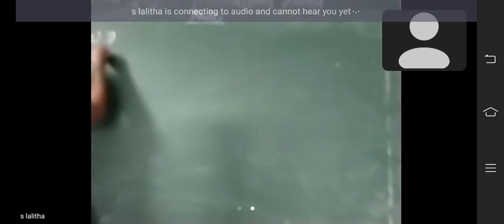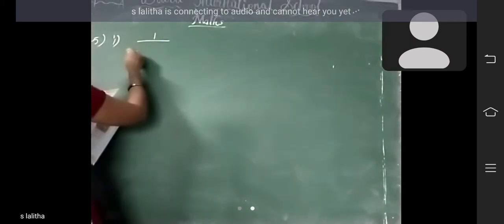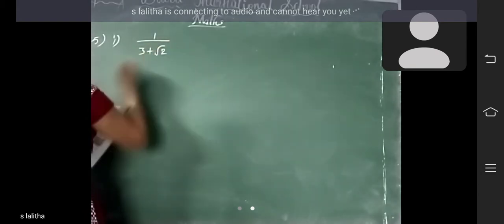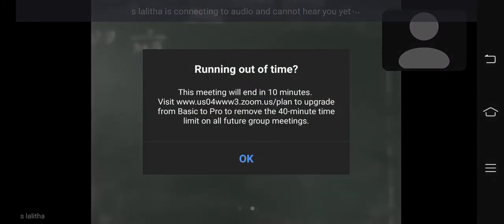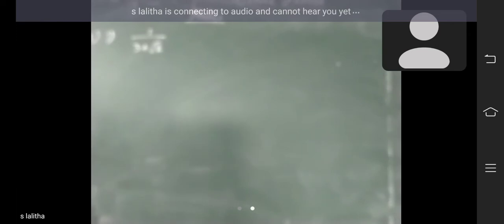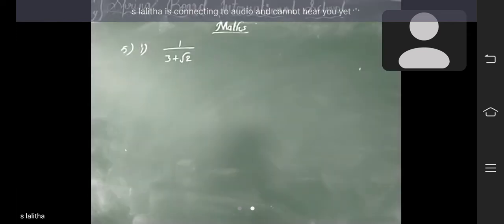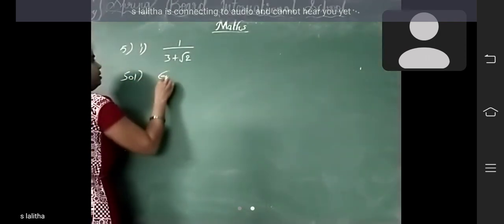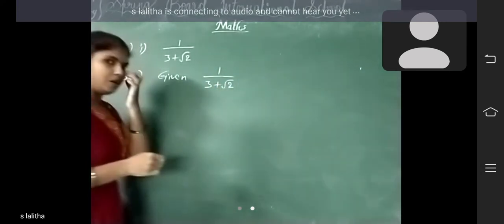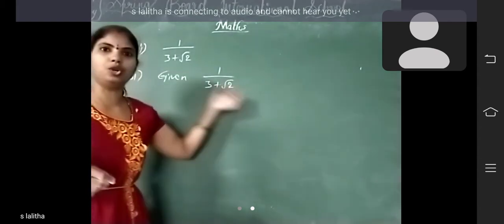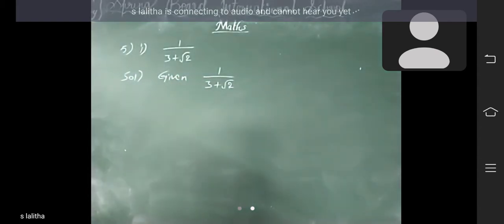Fifth Roman, first question. 1 by 3 plus root 2 is given. You can rationalize the denominator, children. So given 1 by 3 plus root 2. What is the denominator here? 3 plus root 2. You have to rationalize that one.